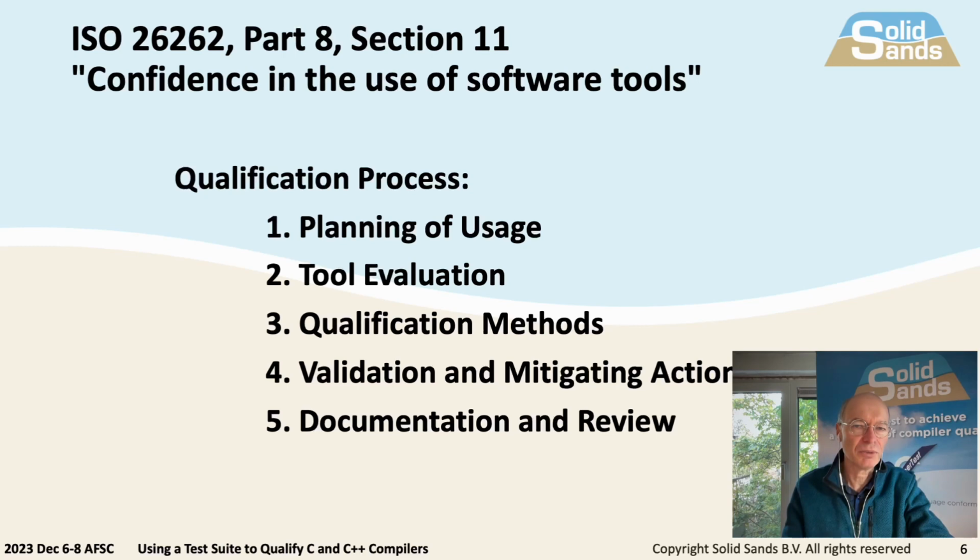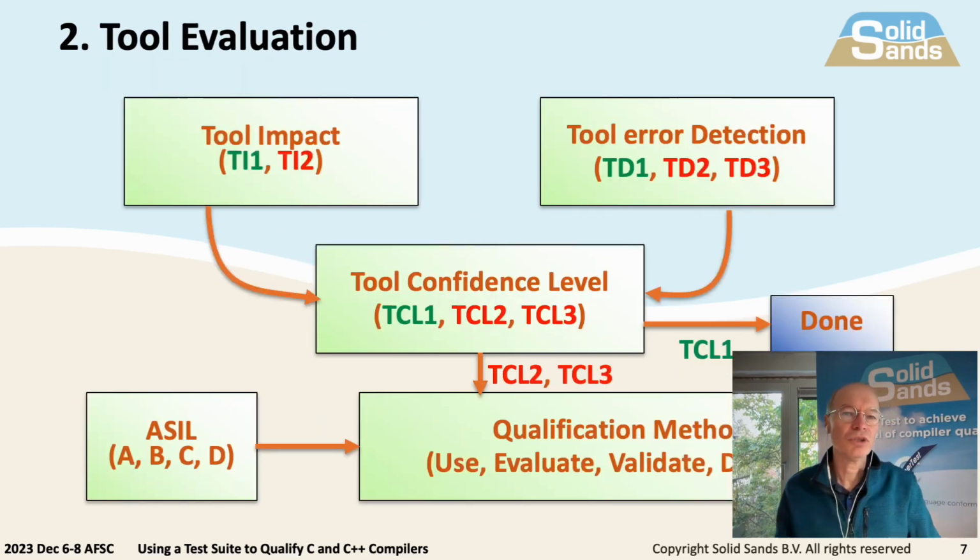Now the first step is actually quite simple. It's a straightforward step. You have to write down exactly the tools you use, the target that you're compiling to, and also the compiler options are very important for this step. But then we get to step 2, and that's a bit more tricky. Tool evaluation decides how you're going to qualify the compiler, and that decision process has 3 inputs. The ASIL level, which actually turns out to be not so important, and then the tool impact level and the tool error detection level.